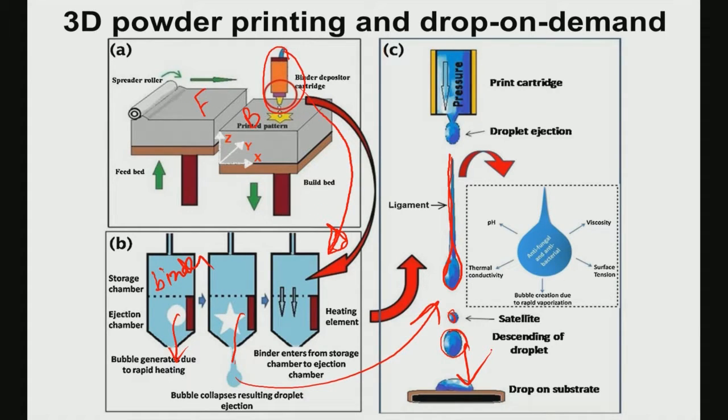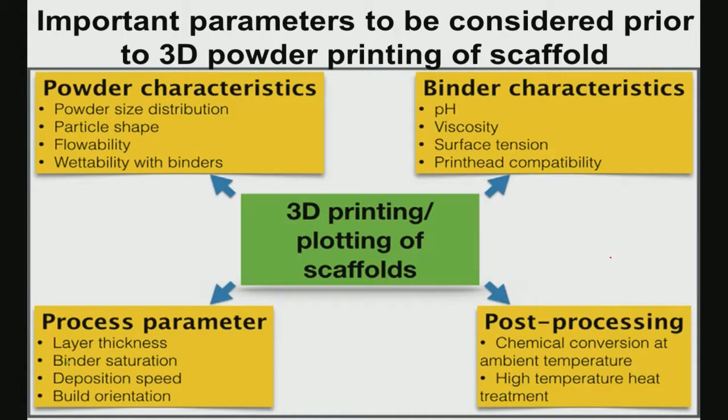Now, what are the factors that are important for determining the binder properties? One is the pH, second one is the thermal conductivity, third one is the viscosity, and fourth one is the surface tension. So, these binders, once the droplet is ejected, will be integrated into the powder.